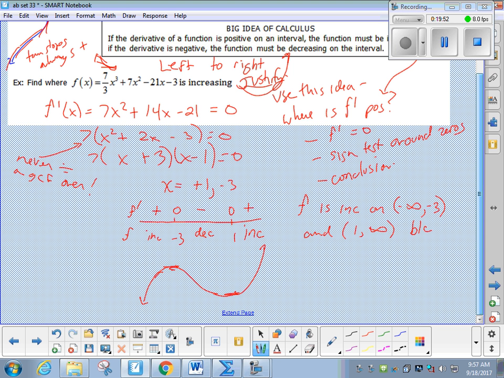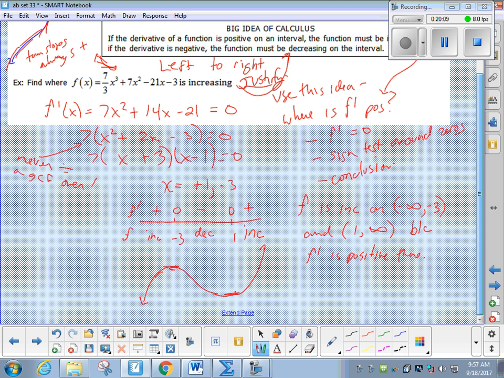Yeah, because the derivative is positive. Because f prime is positive. Okay? You can say it's greater than 0. You don't have to say words. You can definitely use symbols. Okay? Does that make sense?